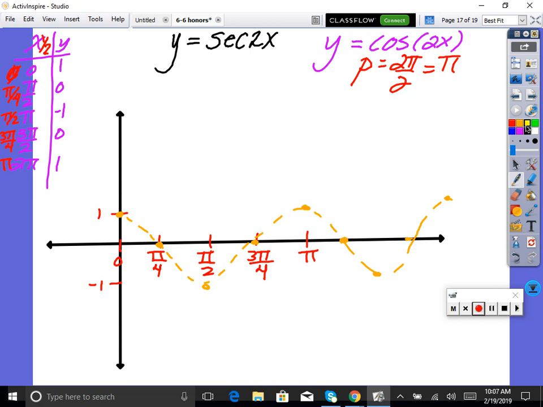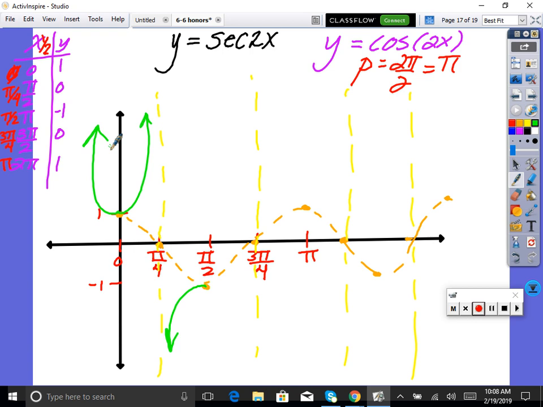Then we'll draw in our asymptotes wherever it crosses the x-axis, where it's 0. And then our hills become valleys. So right here's only a half cycle. That's okay, I'm not worried about it, because I know I can just draw it in like this, can't I?